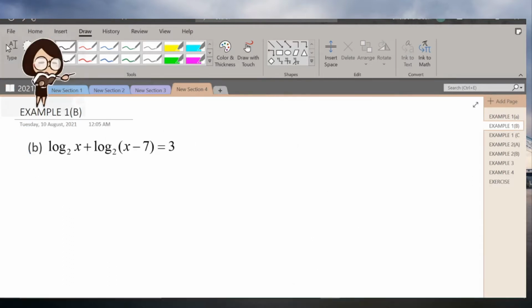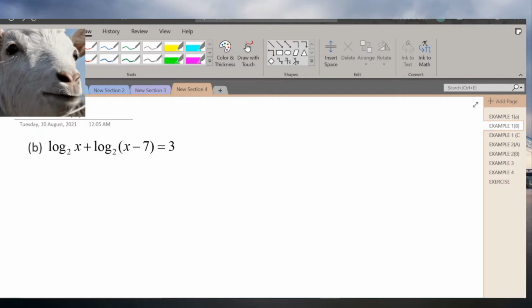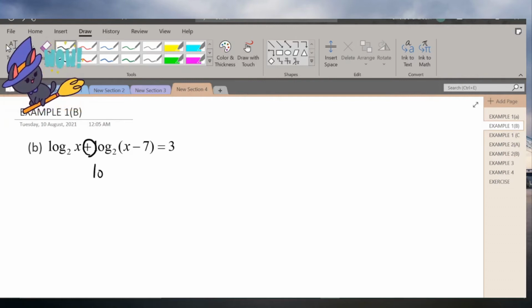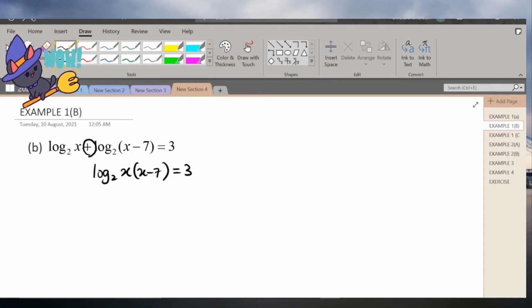Okay, now we will move on to example 1b. So we have log base 2 of x plus log base 2 of (x minus 7) is equal to 3. What we can do here is use basic logarithmic rules and transform this equation into log base 2 of x times (x minus 7), and this is equal to 3.